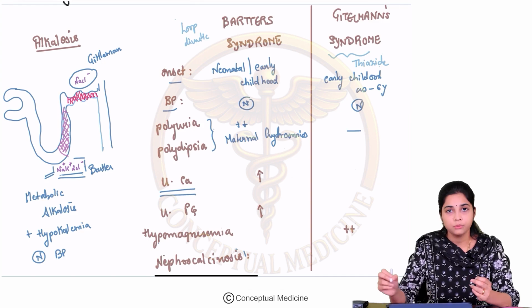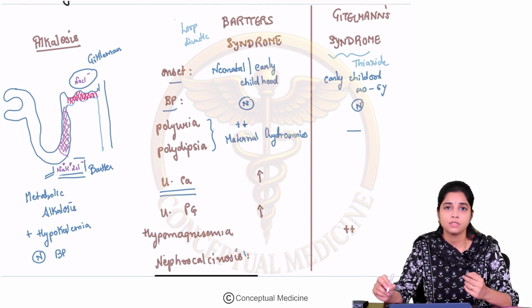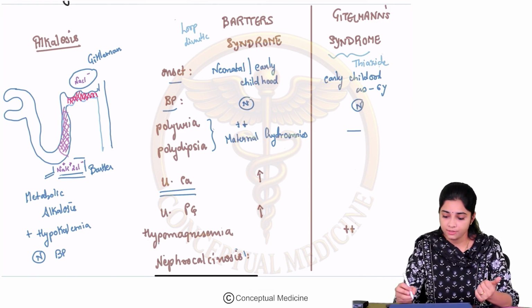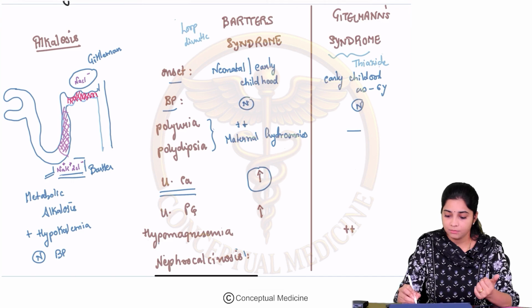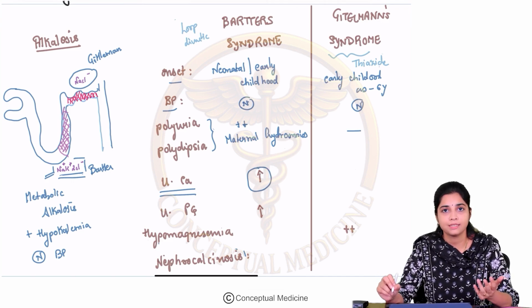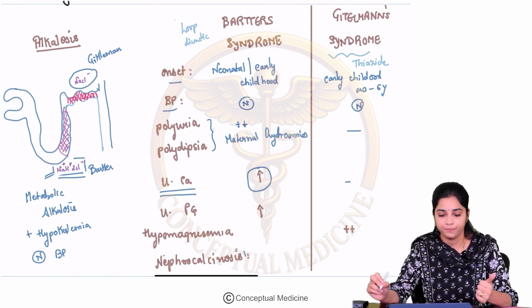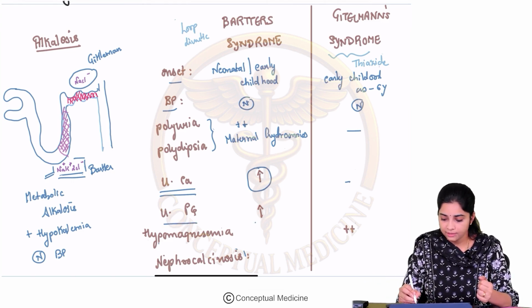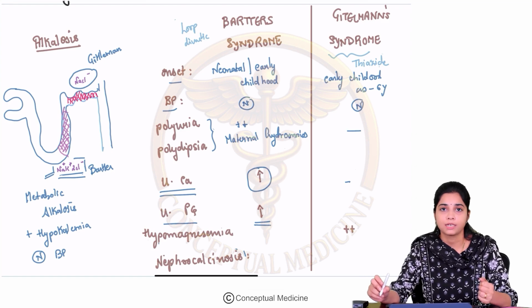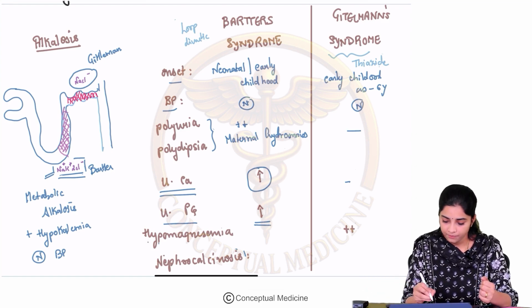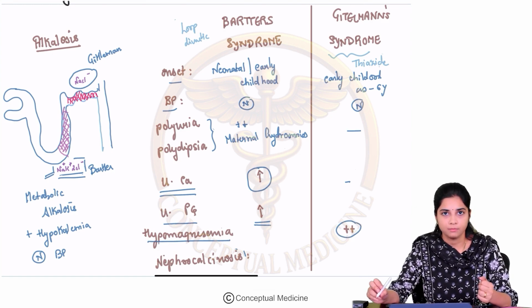Urinary calcium. You will recollect from your basic pharmacology that loop diuretics cause what? Loop diuretics cause calciuria, right? So urinary calcium excretion is going to be higher in Bartter syndrome because it is the same channel that is affected, which is not there in Gitelman syndrome. Urinary prostaglandin excretion is also higher in Bartter syndrome. Okay. Hypomagnesemia is a characteristic feature of Gitelman.